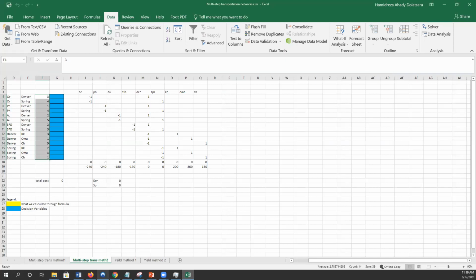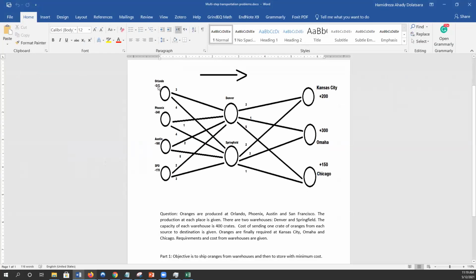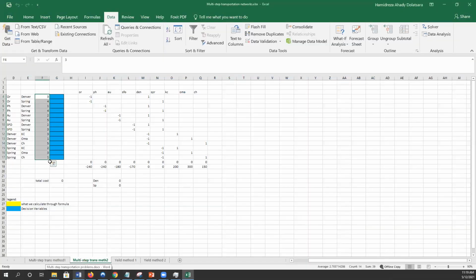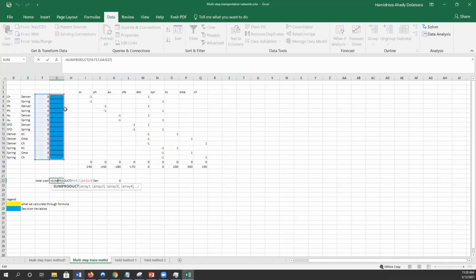Orlando to Denver, for each orange crate, you need to spend $3 or 3 units. And same for other nodes. The blue cells here just mean decision variables. So if you have 1 here, the cost will be 1 times 3 because it's 3 per unit. Decision variable is 1, the total cost is 1 times 3. Look at the total cost cell, it's just equal to decision variables, meaning how many orange crates you want to send, multiplied by its cost, and we sum them up.